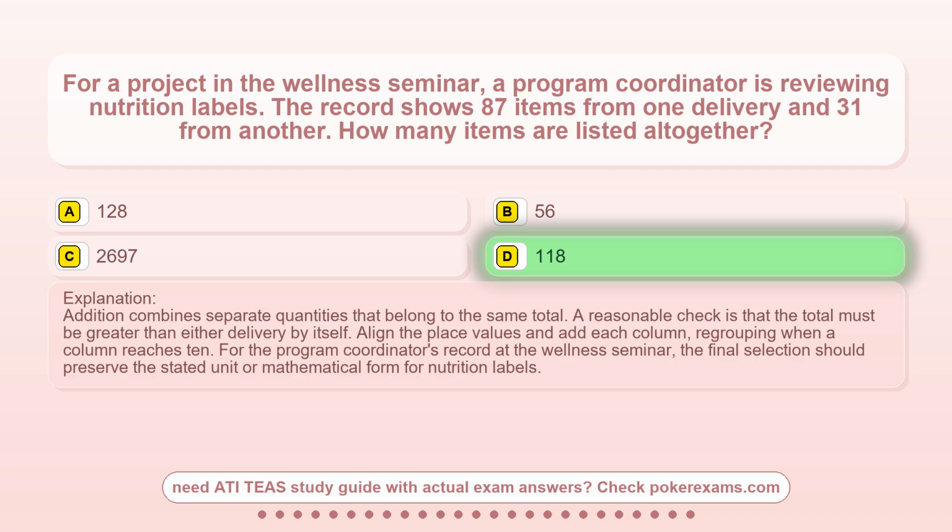Addition combines separate quantities that belong to the same total. A reasonable check is that the total must be greater than either delivery by itself. Align the place values and add each column, regrouping when a column reaches 10. For the program coordinator's record at the wellness seminar, the final selection should preserve the stated unit or mathematical form for nutrition labels.